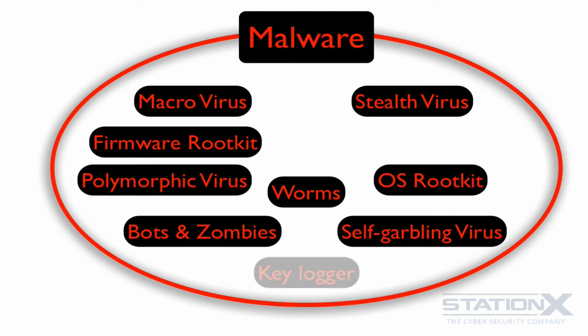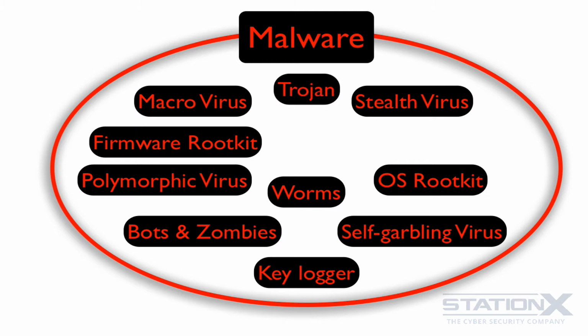You have keyloggers. Keyloggers do as they sound, they log your keystrokes. And there's Trojan horses. Trojan horses are simply programs that appear to be one thing but are actually malware. So you download, say for example, a piece of software and it acts as that software, but at the same time it is also malware in the back.